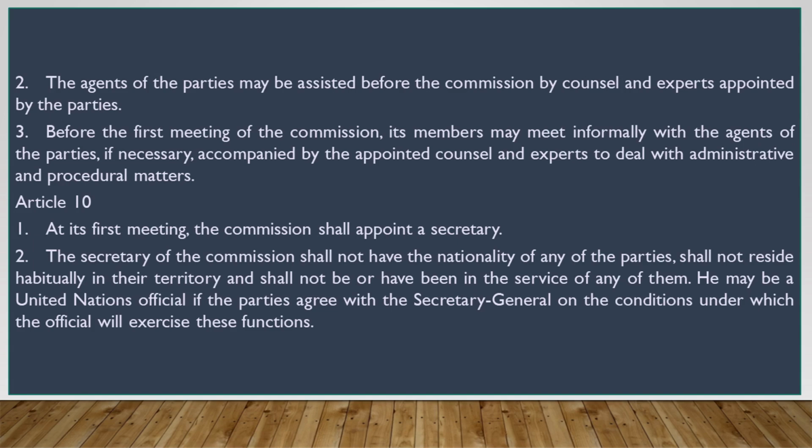Article 10. 1. At its first meeting, the Commission shall appoint a secretary. 2. The Secretary of the Commission shall not have the nationality of any of the parties, shall not reside habitually in their territory and shall not be or have been in the service of any of them. He may be a United Nations official if the parties agree with the Secretary General on the conditions under which the official will exercise these functions.